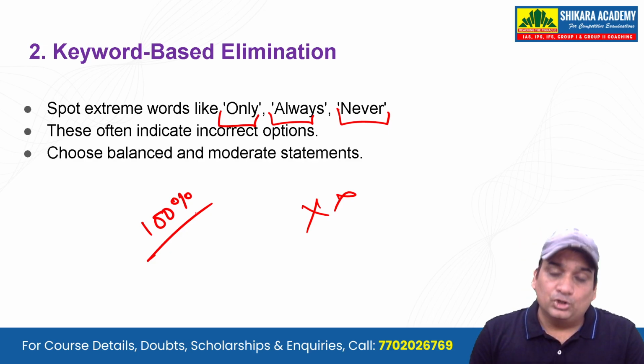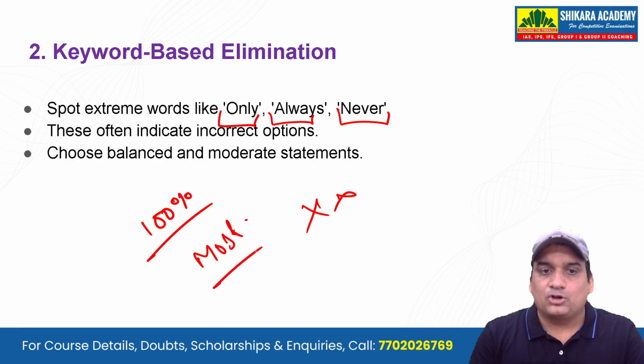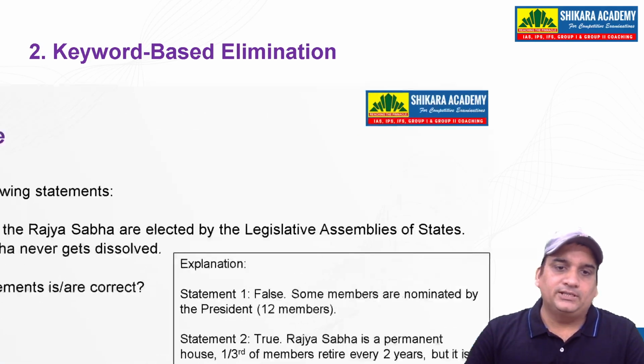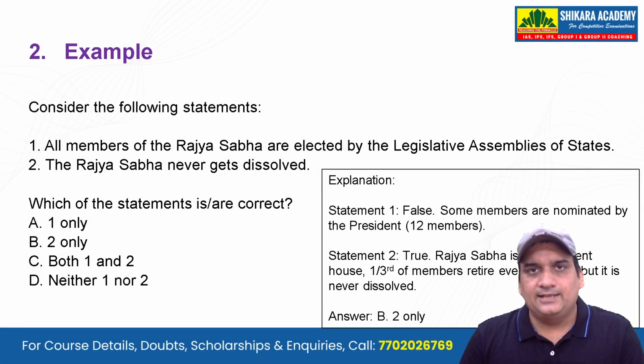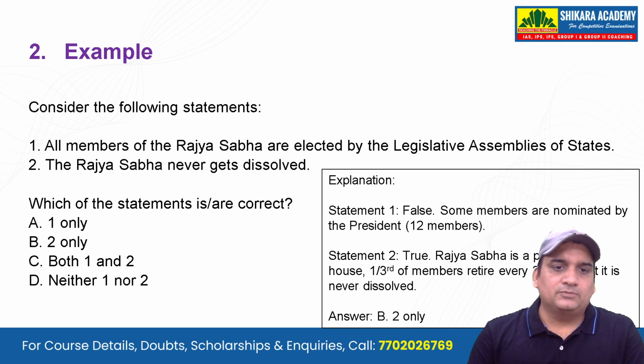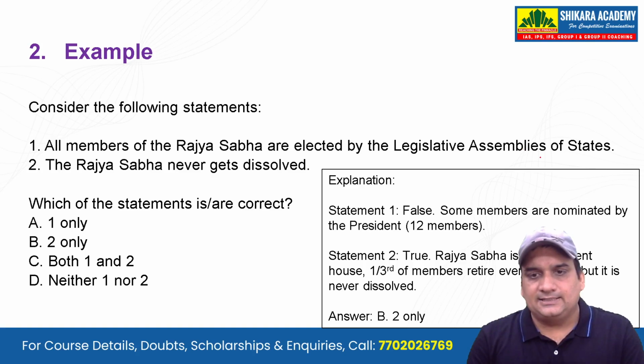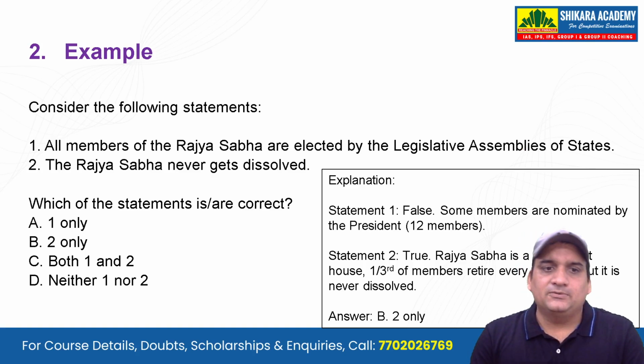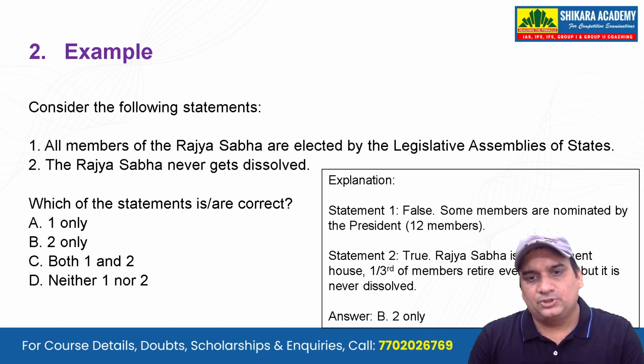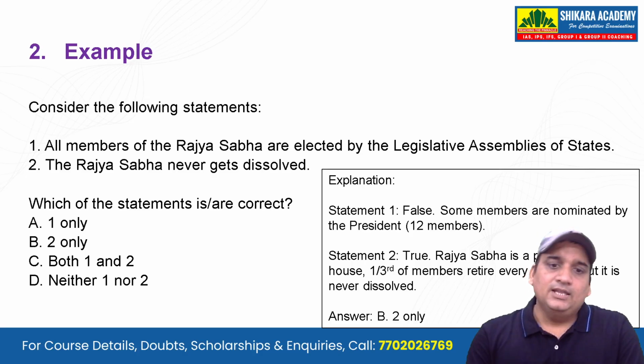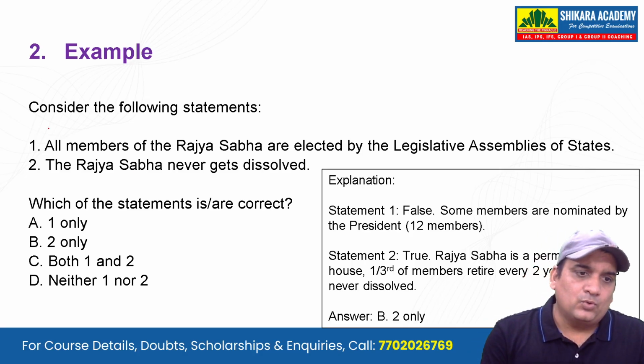Don't always think that yes, there is only, always, never, so it will be incorrect. But let's see an example over here. All members of the Rajya Sabha are elected by the legislative assemblies of states. That's one. The Rajya Sabha never gets dissolved. That's number 2. Okay. Now, see here what it is saying.